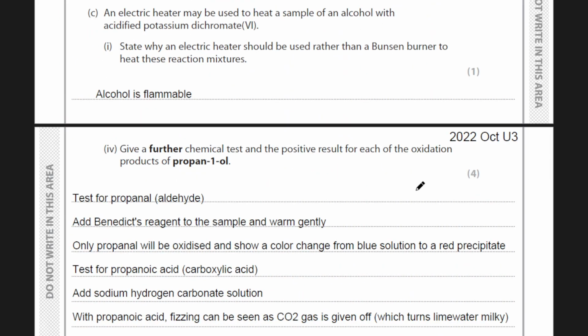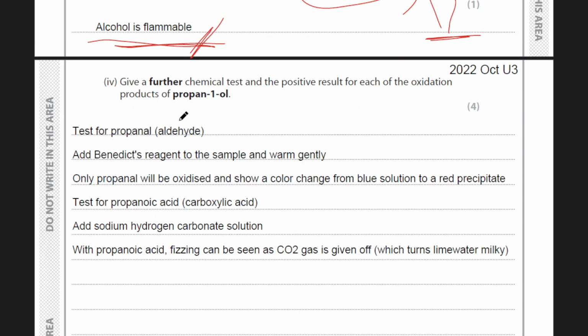An electric heater may be used to heat a sample of an alcohol with acidified dichromate(VI). Now, first of all, an electric heater is obviously preferable compared to a Bunsen burner, considering alcohol is flammable. An electric heater provides safety and allows the alcohol to not spill, because if the alcohol spills, since it's flammable, and a Bunsen burner is not a controlled flame, the alcohol spilling out might cause a further reaction and damage the apparatus.